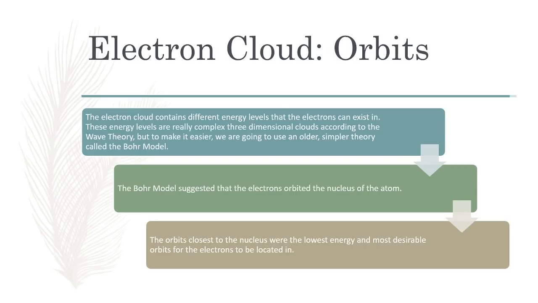The orbits closest to the nucleus are the lowest energy orbits, and those are the ones that are most desirable. You want to be next to the nucleus if you're an electron, okay? That is super desirable, and you want to hang out there. Those are the lowest energy states. The electrons want to be in as low an energy state as possible, and basically nature keeps messing with their ability to be at the lowest state, and that's kind of what chemistry is about.